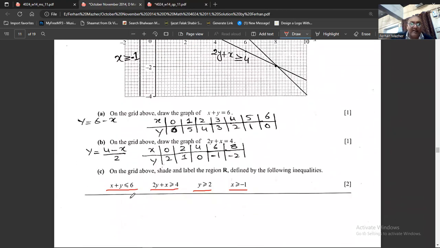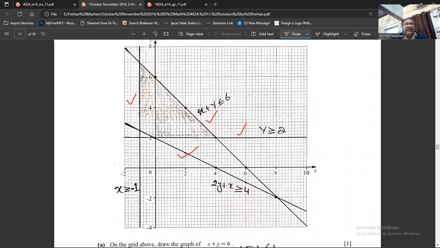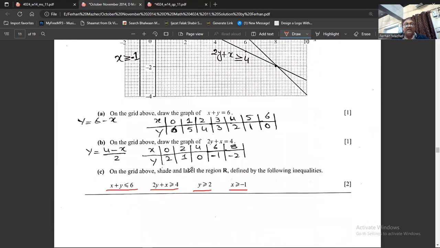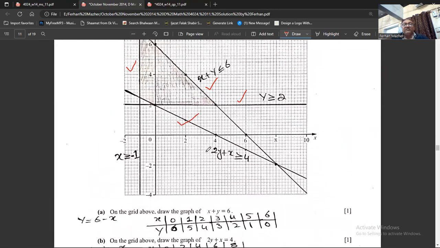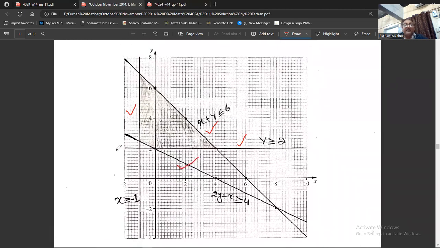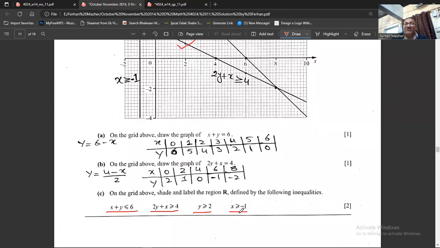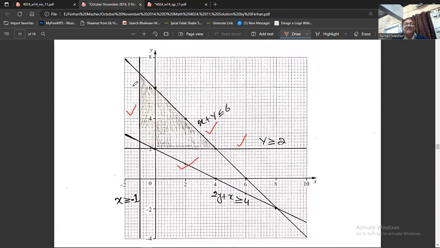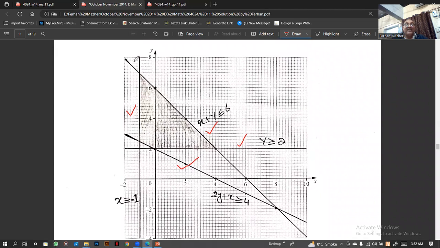Because here the crocodile's back is towards the positive y, the area will be below this line. Here the crocodile's mouth is towards the positive y, so the area is above this line. And here the crocodile's mouth is towards the positive y, so the area will be above this line. And here the crocodile's mouth is towards the positive x, so the area will be on the right side of this vertical line.